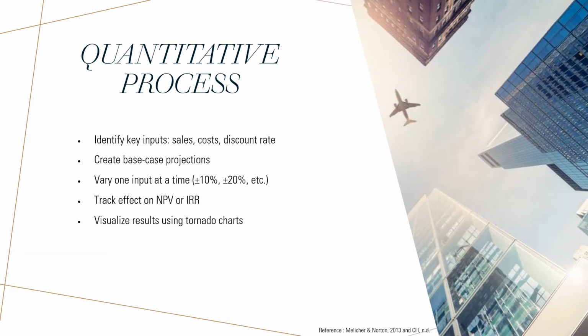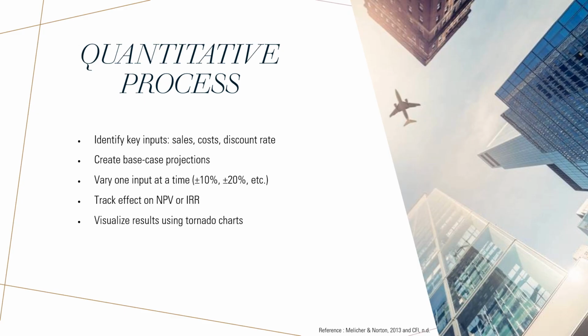Now let's walk through how this works from a quantitative perspective. Melcher and Norton outlined this process in 5 core steps. The first is identifying the key input variables. These include unit sales, pricing, variable costs, fixed costs, or discount rates. The second is to define a base case scenario using most likely estimates.